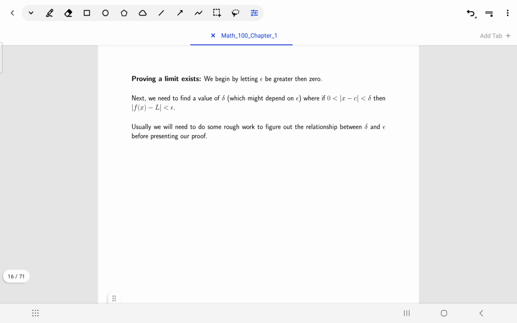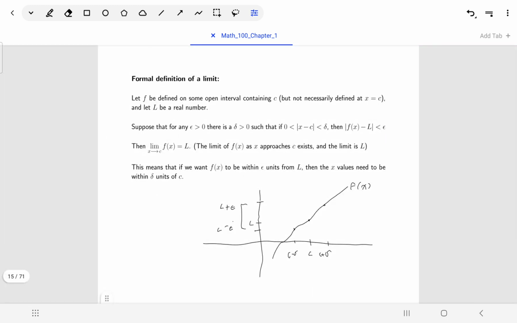So here, if you go back to what we said for the formal definition, we are supposing that you have any epsilon bigger than 0, and this is what we have to show, that we can find some delta so that if you start off knowing that x minus c is between 0 and delta, then we'll be able to conclude that |f(x) minus L| is less than epsilon, where L is whatever our limit happens to be.